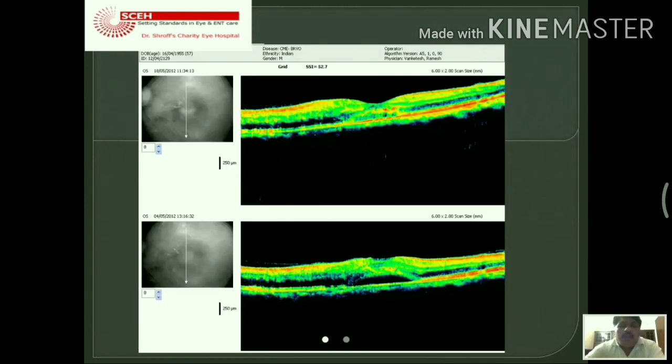So nothing much. We gave an anti-VEGF shot to this patient. This is the photo 2 weeks post-op. What we can see is the edema has started to come down. The neurosensory detachment has started to come down.